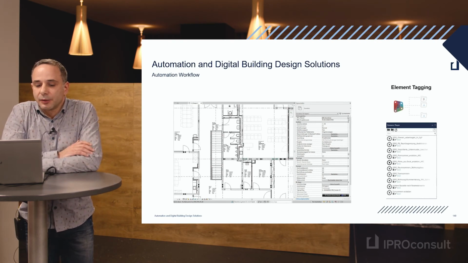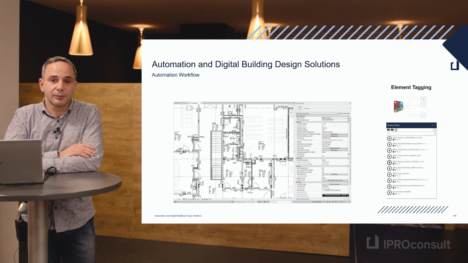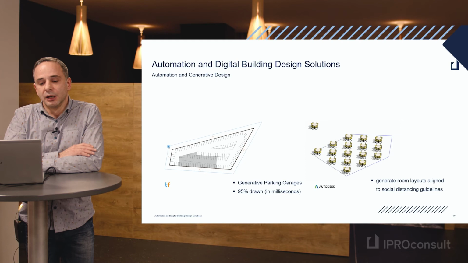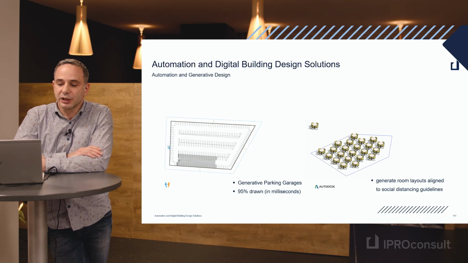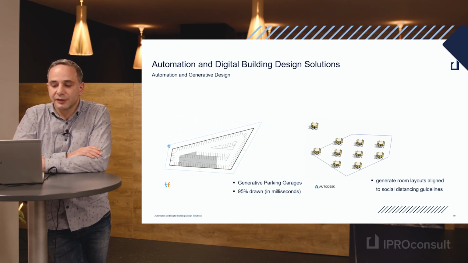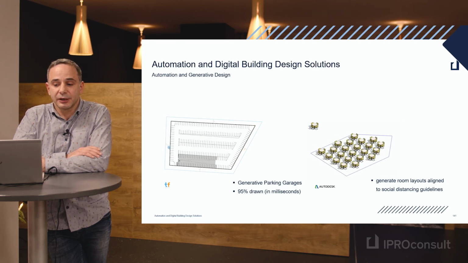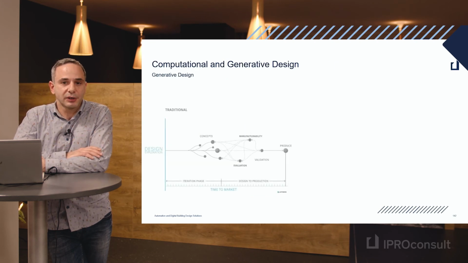Here is an example of automation. We make tagging for every element inside our model. This tagging sometimes took between 1 month and 2 months just to do. With automation and digital solutions, we can do it in a short time. If I go a little into generative design with automation, we can see here, for example, how we generate a layout for the social distance guidelines, which is a big topic today. So the computer can fix this problem easily for us.